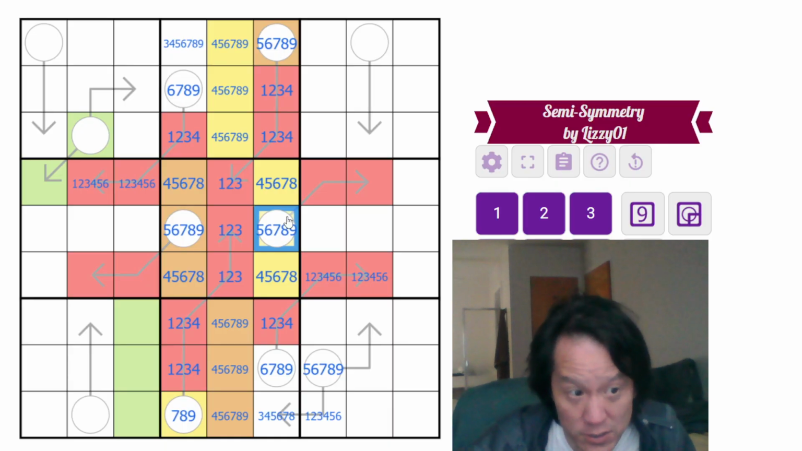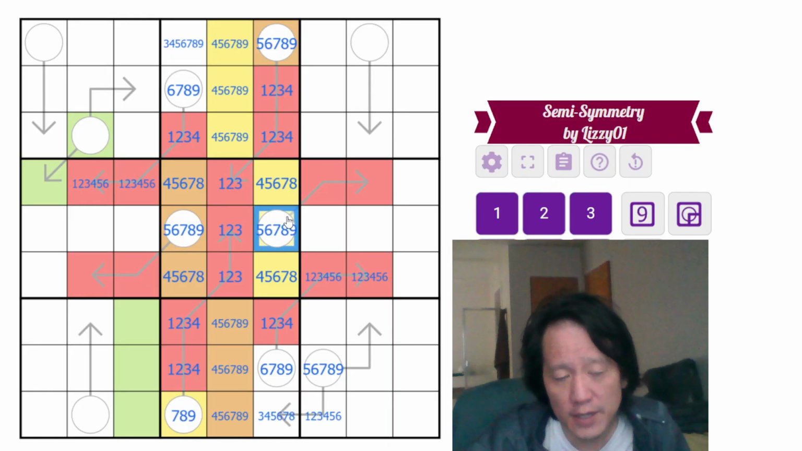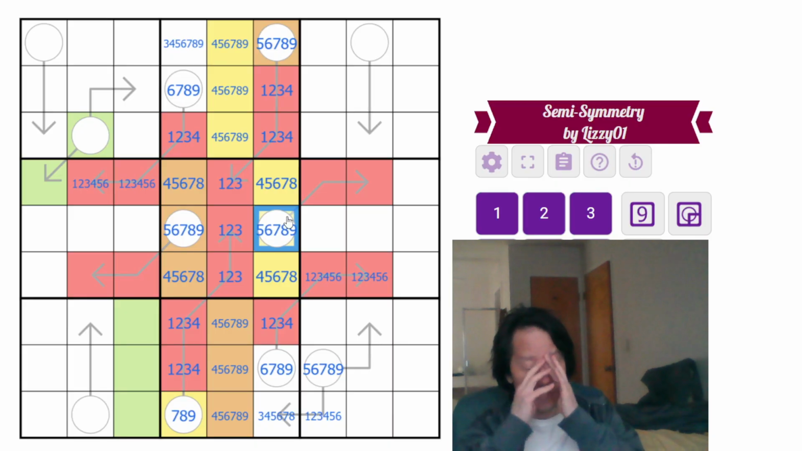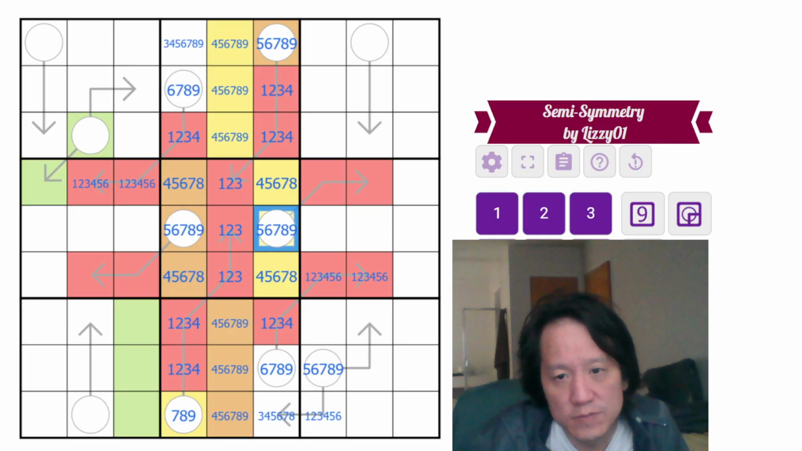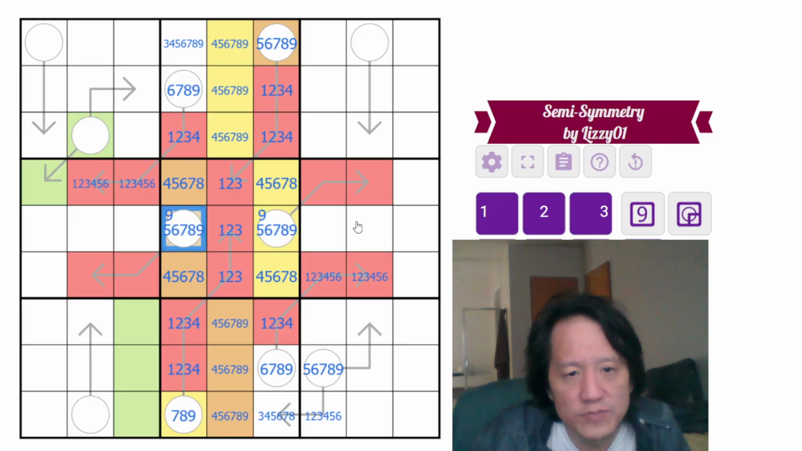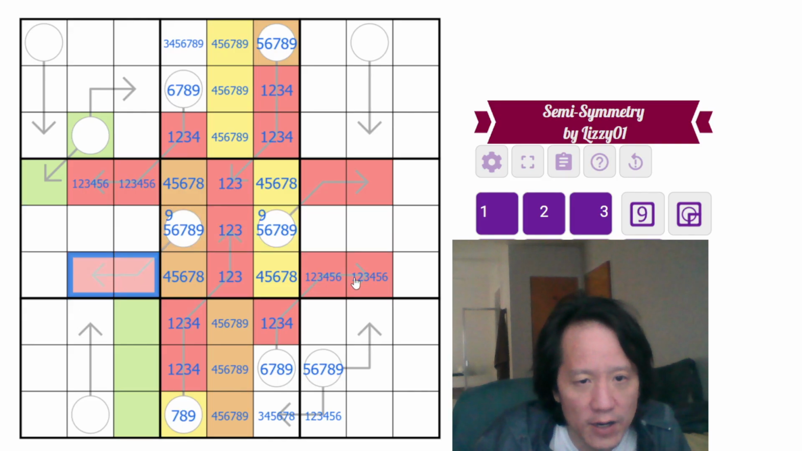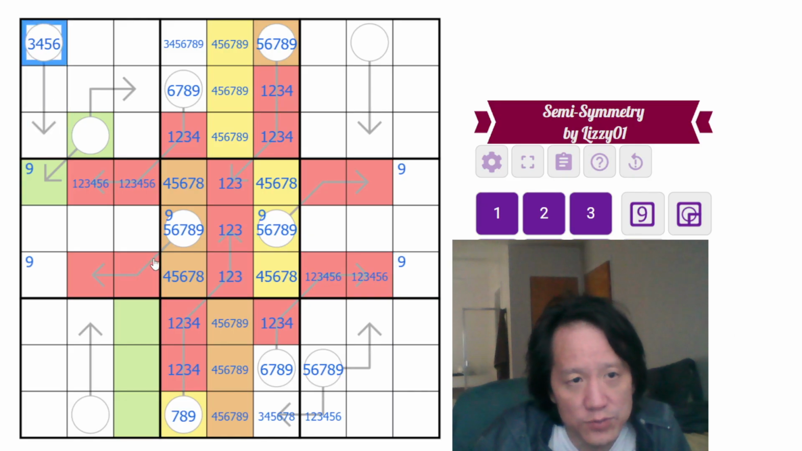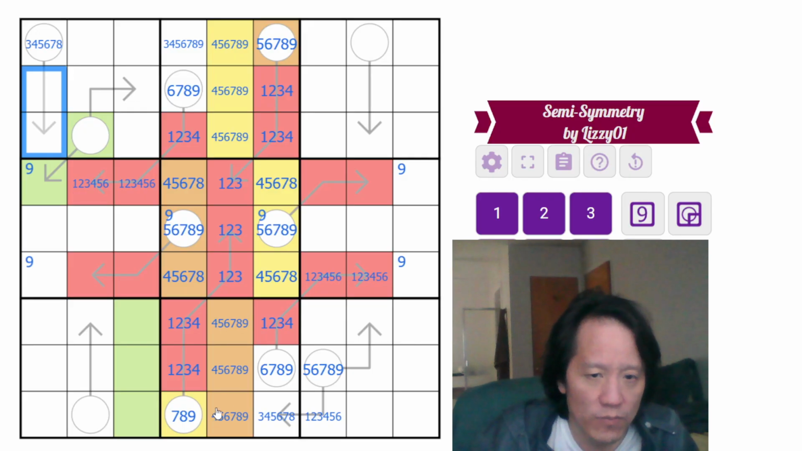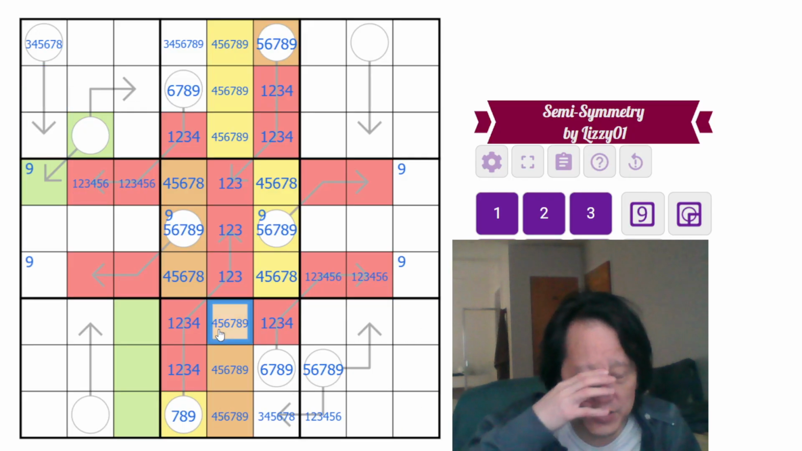So it's possible that the 8 is not one of those. So we know 9 cannot be here. 9 cannot be here. 9 can never be on an arrow. Therefore, we know 9 is one of these two, and 9 is one of those two. Therefore, this can't be 9. So this can be at most 8. So 3 through 8, which means this is 7 at most. I don't know if that tells us anything else.